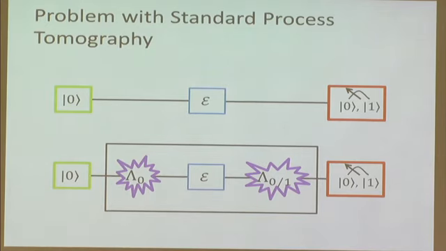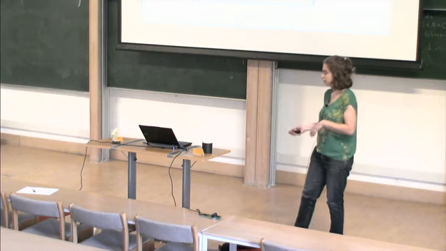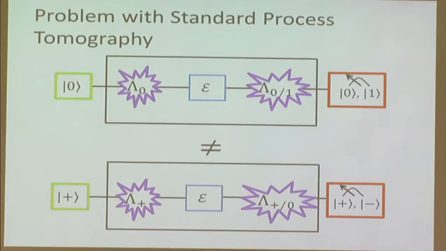If you are assuming that you're preparing the state 0 and measuring in the 0, 1 basis, the thing that you're characterizing is not E, the thing that you wanted to characterize, but it's actually E sandwiched with these errors. So that's problem 1. We're not really characterizing the thing that we want to characterize. Problem 2, and this is really where things get nastier, is that in order to fully characterize E, we can't just prepare the 0 state. We have to see how E acts on many different types of input states.